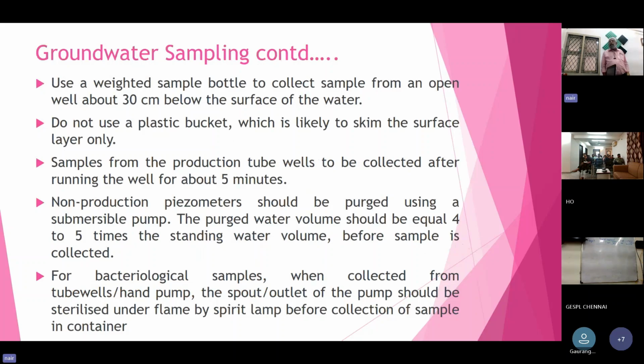Then groundwater sample. Continuing with the groundwater sample, use the weighted water sampler to collect a sample from an open well about 30 centimeters below the surface of the water.